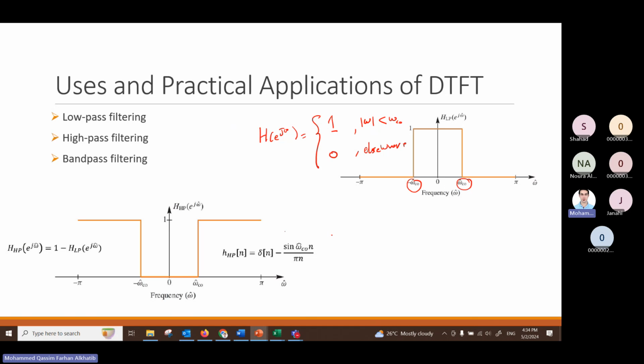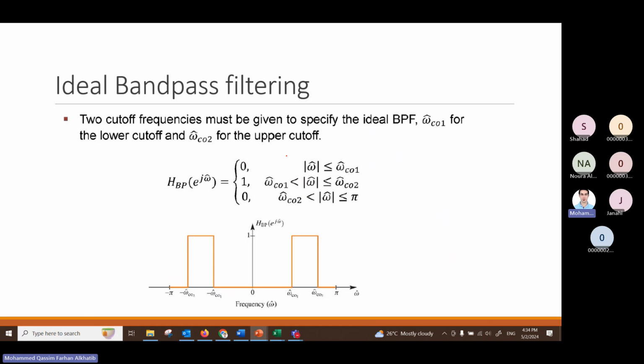This one is the opposite, H of e^(j omega). This one we usually call LPF, low pass filter. This one is HPF, high pass filter. It will be 1 for absolute value of omega larger than omega c naught, and 0 elsewhere. And this is the representation for a high pass filter.